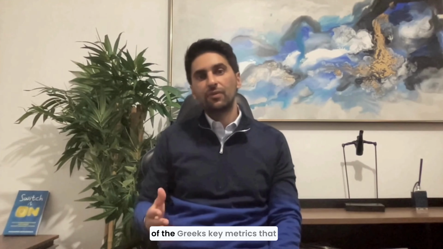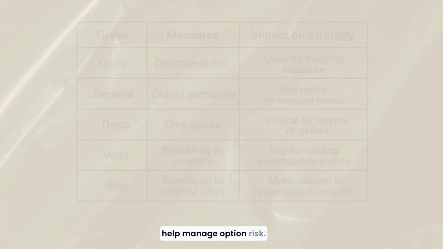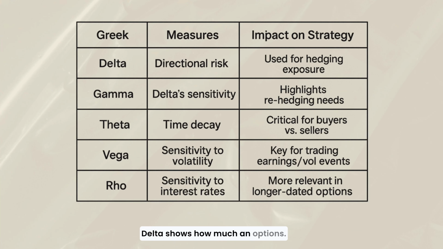Here's a quick summary of the Greeks, key metrics that help manage option risk. Delta shows how much an option's price moves with the underlying. It's used for gauging directional exposure. Gamma measures how fast delta changes. It's important for managing near expiry or at the money options. Theta tracks time decay. Option buyers lose value daily while sellers benefit.